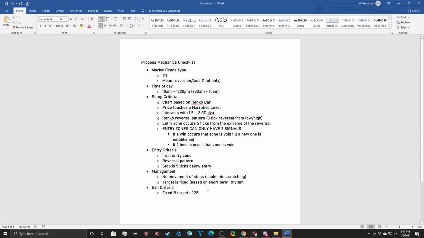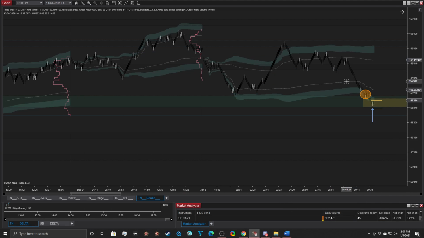For this particular situation, I've basically created a fixed R target of 2R. So you'll notice I'm not using DVA as a means of, well, actually I kind of am. Roughly 2R is about 10 ticks in this scenario because I have a 5-tick stop. Usually that occurs somewhere around VWAP. And this is really just based on rhythm. So all of these numbers are based on rhythm.